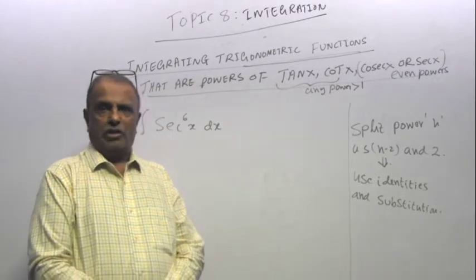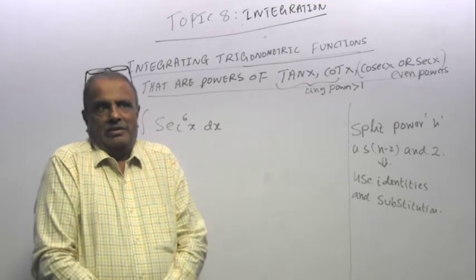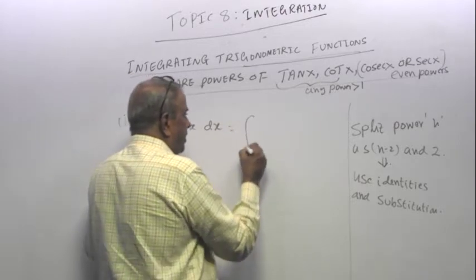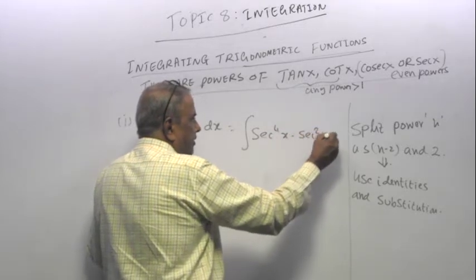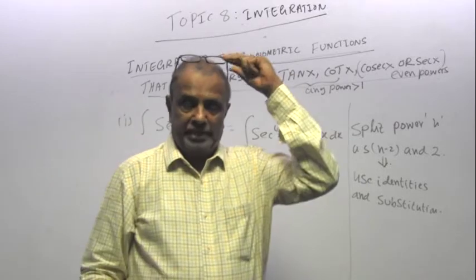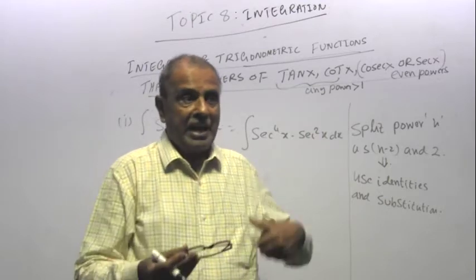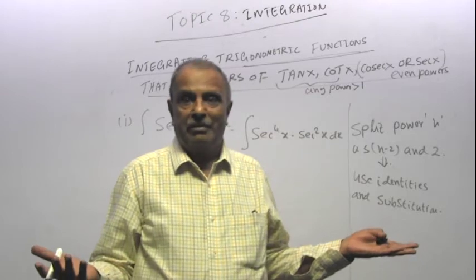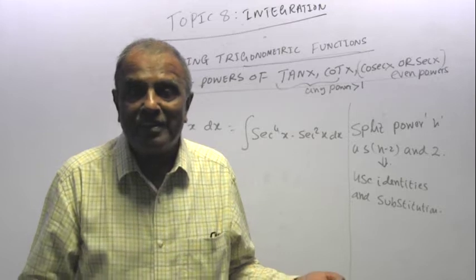So, straight away taking a horrible question. I don't think you'll get a question like this, but I'm just showing you the method. Split the power as sec power 4x times sec squared x dx. But why are we doing this? As it is, there is no formula for sec power 6. I can't integrate directly because the derivative of sec x is not a constant.